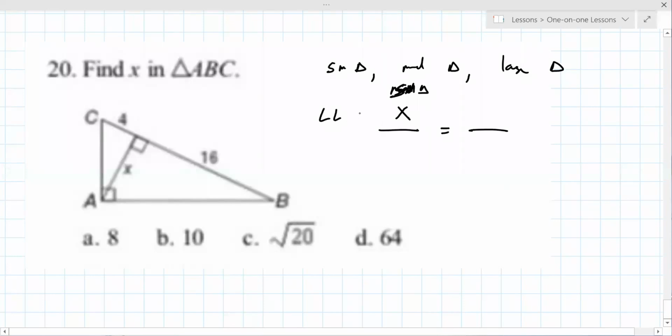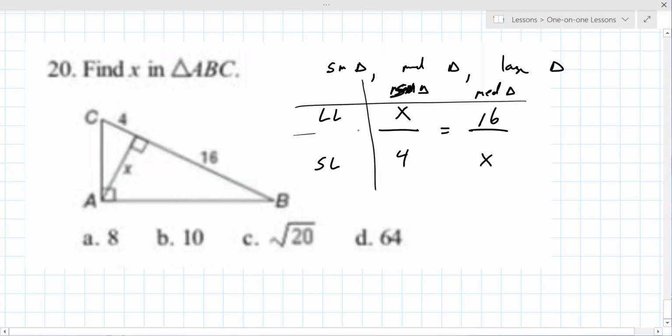So do we have the long leg of anything else? Yes, we have the long leg of the medium triangle. The medium triangle's long leg is 16. What else do we have of the small triangle? We have the short leg. The short leg is 4. And do we have the short leg of the medium triangle? Well, not really, but we have it in terms of x. It's x there. So you set up this table where you fill in the values, and that gives you your proportion. So it's x squared equals 64, x equals 8.